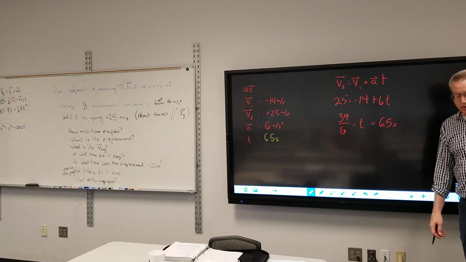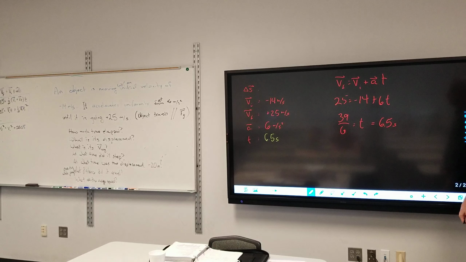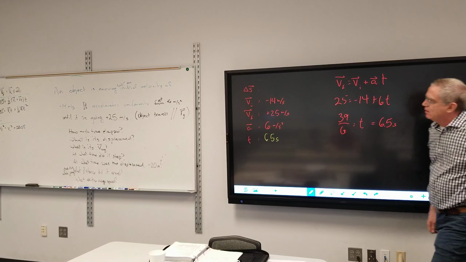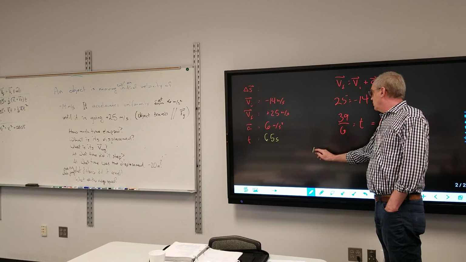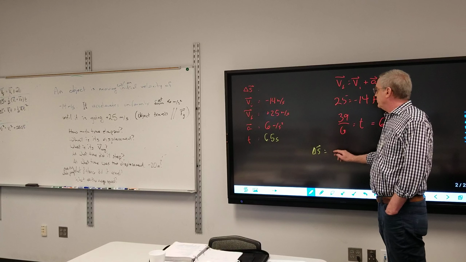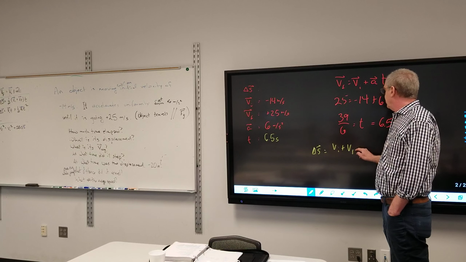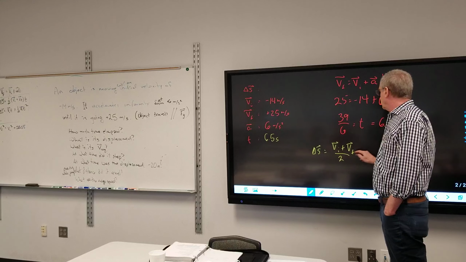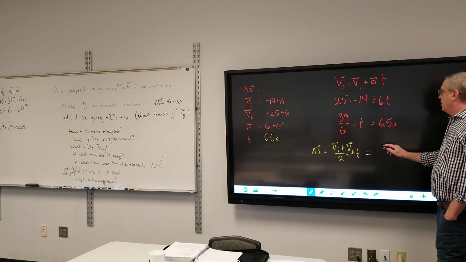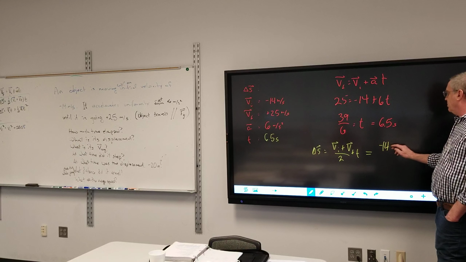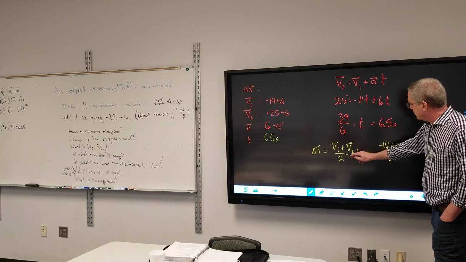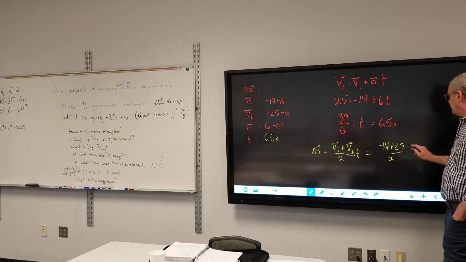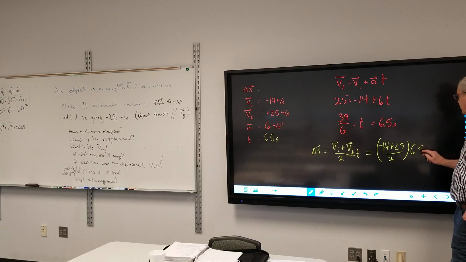Now, over the course of the 6.5 seconds, what is the displacement? How do we solve that? The second equation. Okay, that works. So delta S is equal to VI plus VF over 2 times time. So I got -14 plus 25 divided by 2. Oh, that's a subscript F there. Times 6.5.